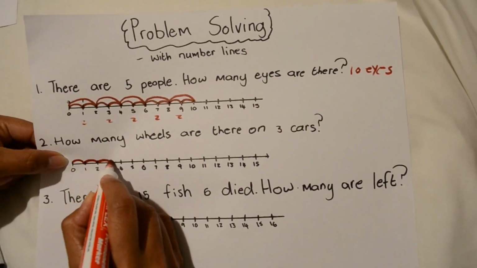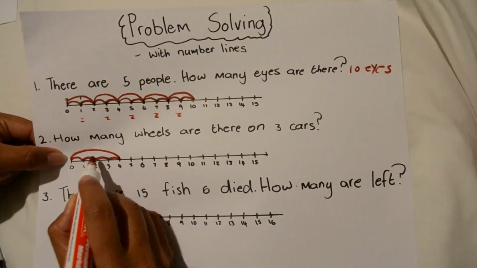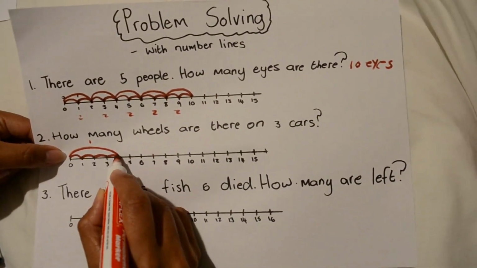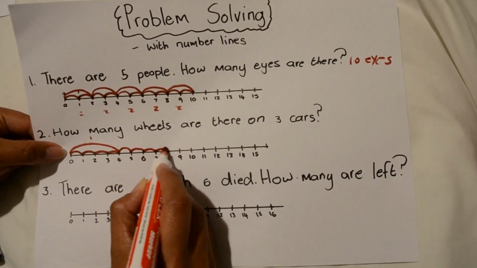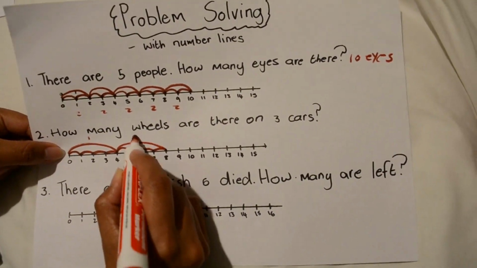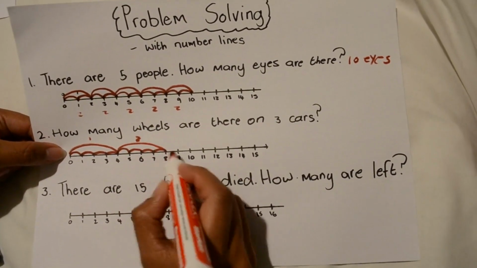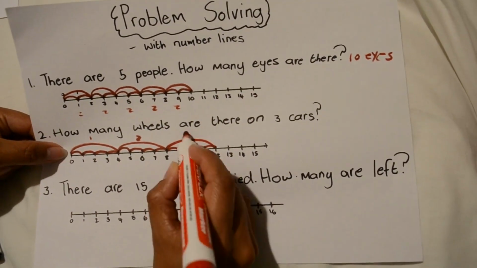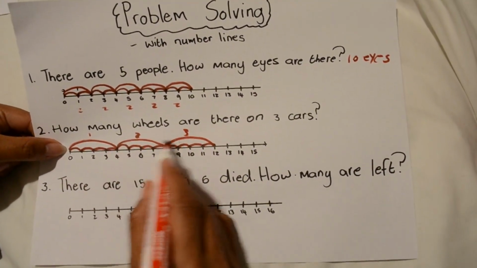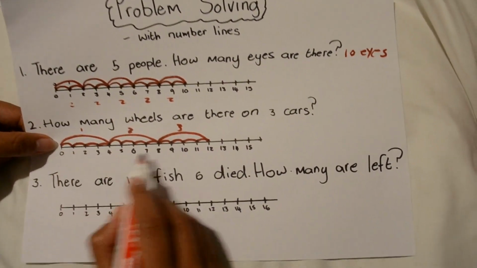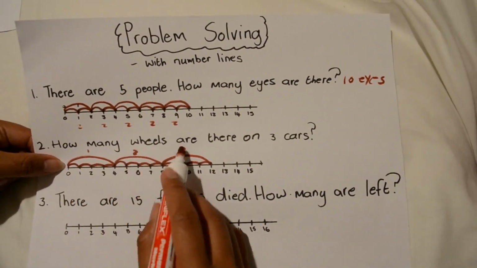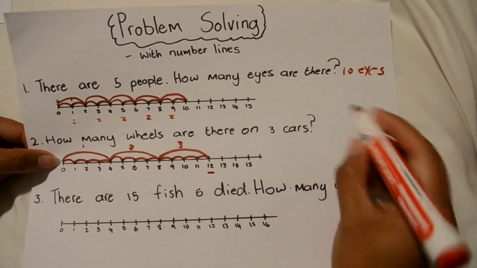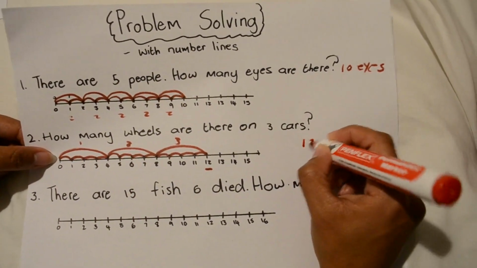One, two, three, four, and a big family jump. That's one car. Then another car. One, two, three, four, big family jump. And three cars. So it's one, two, three, four, big family jump. And those are three cars. And all together, if I ask you how many wheels are there, there's your answer. There are 12 wheels.